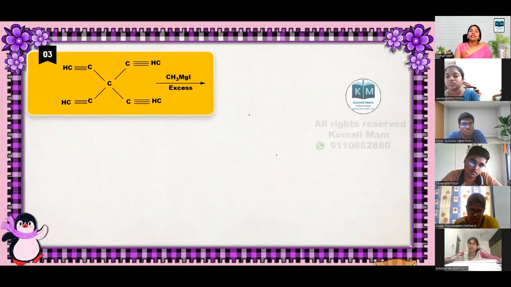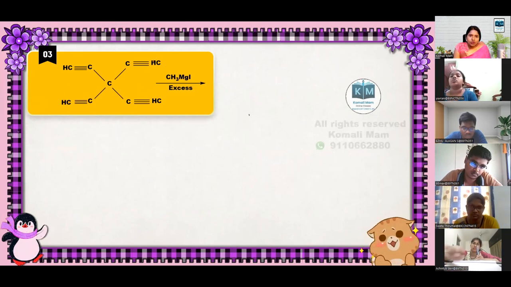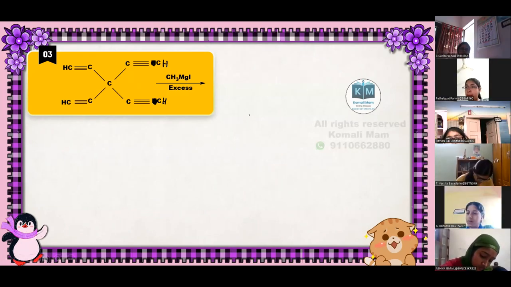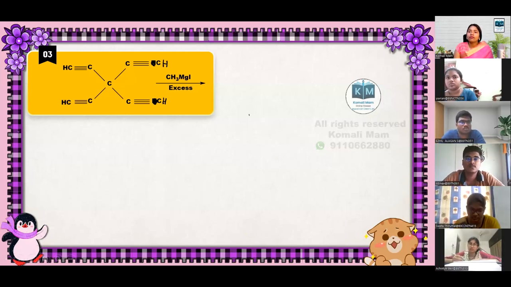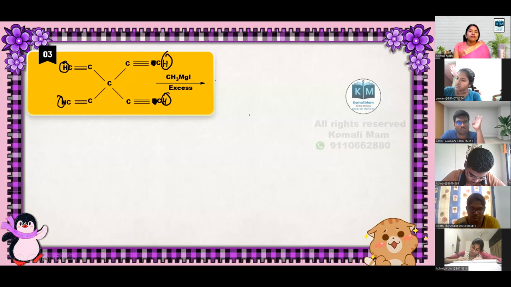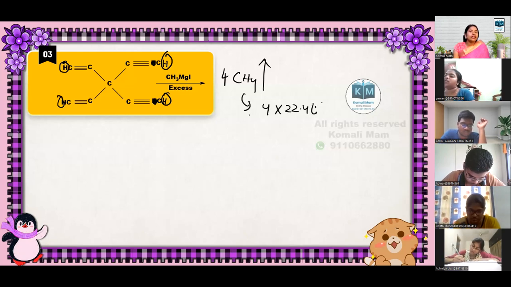Next question, tell me how many acidic hydrogens? Actually, I should write it like this, showing the carbon triple bond CH. Do you understand? That is the correct way of representation. How many acidic hydrogens? 4. Very good. This hydrogen, this hydrogen, this hydrogen, this hydrogen. So how many moles of methane will we be getting? 4 moles of methane gas. So how many liters according to Zerewitinoff? 4 into 22.4 liters. Got it.